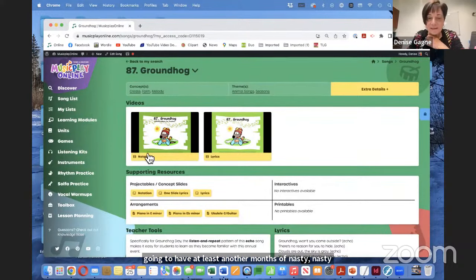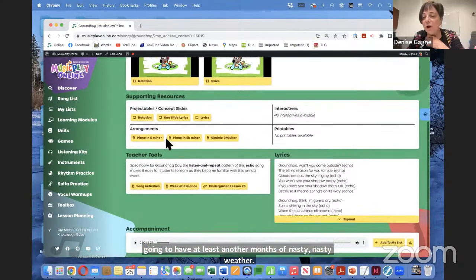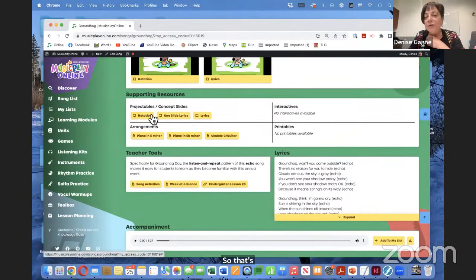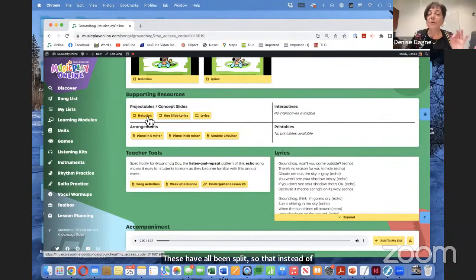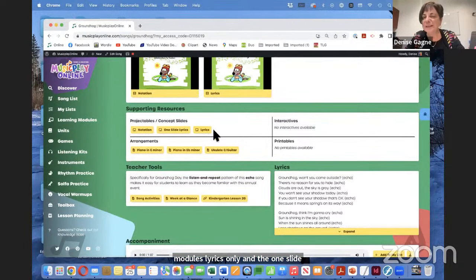So that's Groundhog Day, and like all the songs on Music Play, you've got concept slides. These have all been split, so that instead of one concept slide for everything, you can now easily pull up the notation. In particular for reading songs, I find this so handy. And I've been putting them into the modules, lyrics only, and the one slide lyrics, and then the lyrics you click through. If I'm gonna use the lyrics I click through, I'd rather use the video.